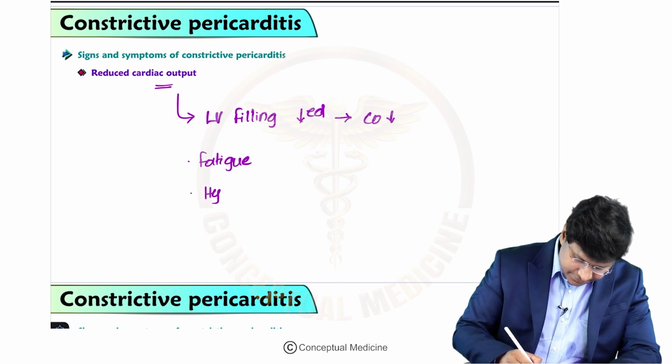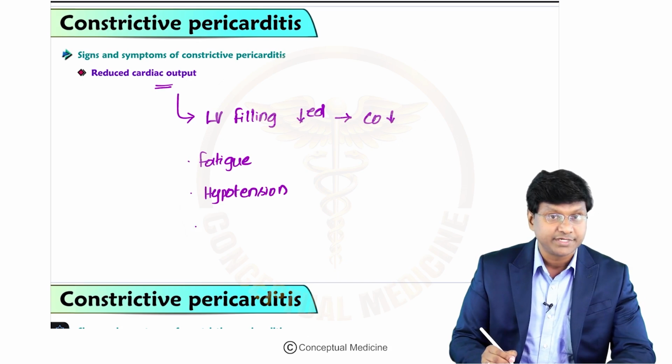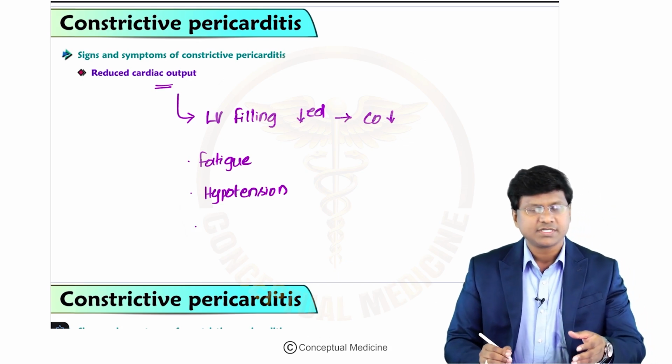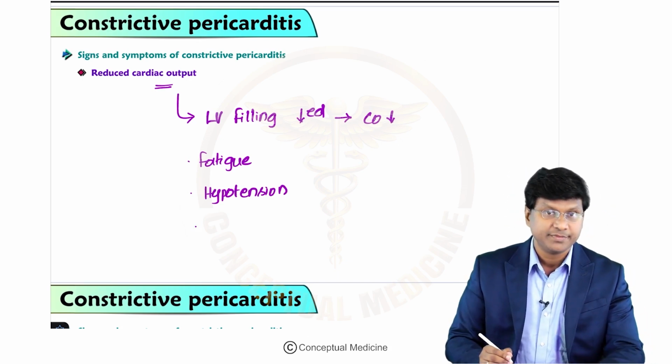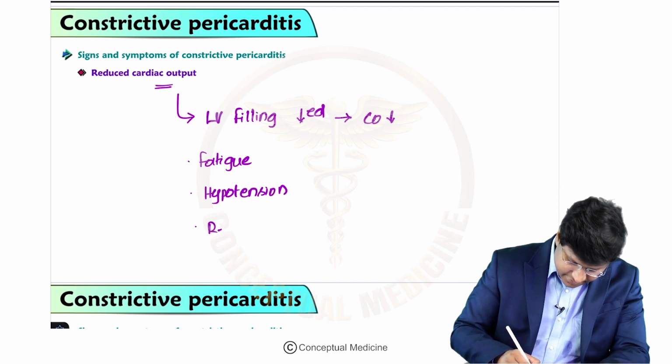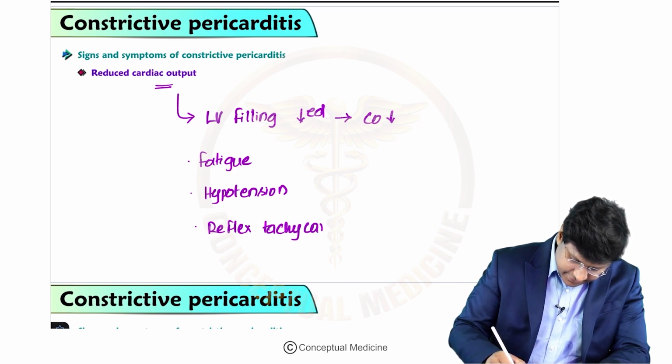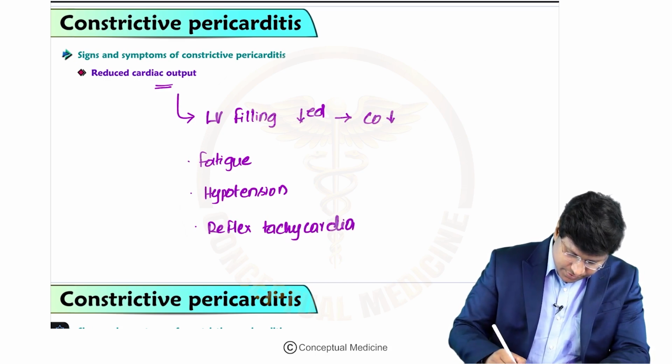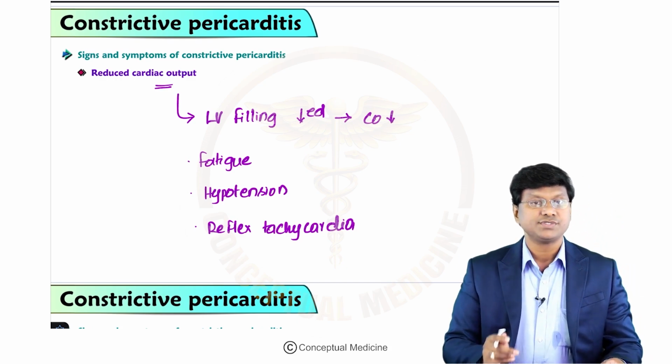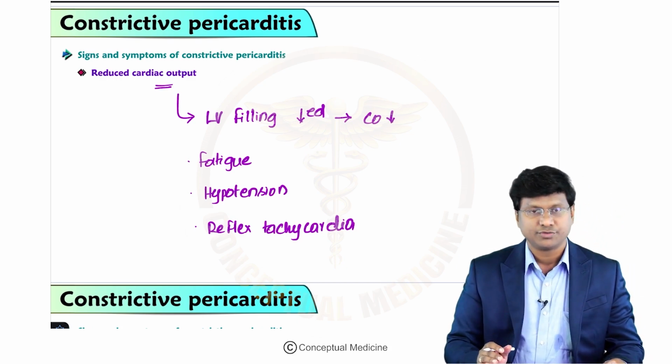And next, the individual will suffer with hypotension. Why? Because cardiac output, once it is reduced, the blood pressure will be reduced. And then there will be reflex tachycardia. So these will be the manifestations due to reduced cardiac output.